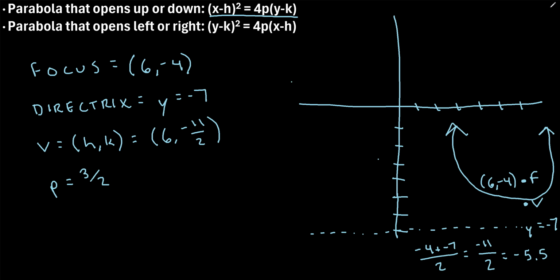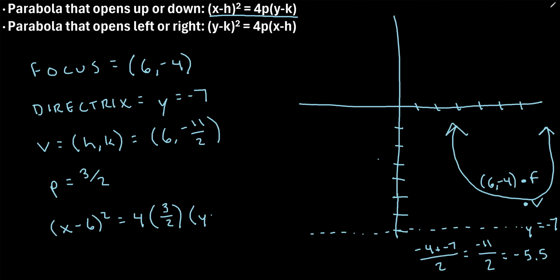So we have everything that we need to write this equation of this parabola. So let's do that. We have x minus h. So h we found was 6. X minus 6 squared is equal to 4 times p. P we said was 3 halves.